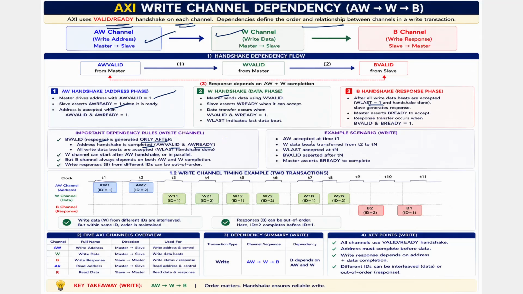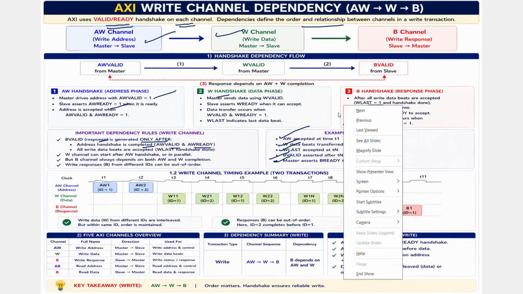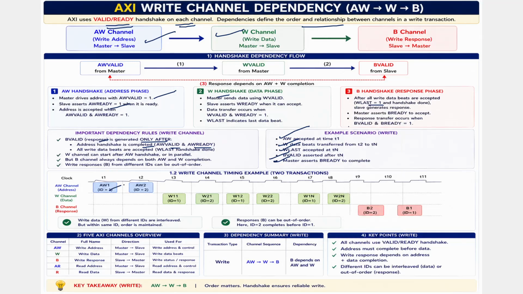See, this is an example scenario. AW is accepted first, after that write data, and then W last is accepted whenever the nth data is transferred, and B valid should be high, and then B ready should be high. Then only we complete the transaction. These are the signal dependencies. See, transaction 1, AW1, AW2, with ID1 and ID2. The responses come in any order, based on interleaving and out of order transactions.